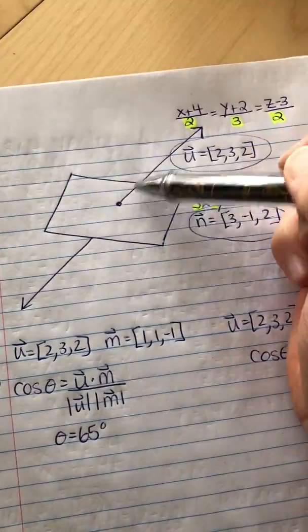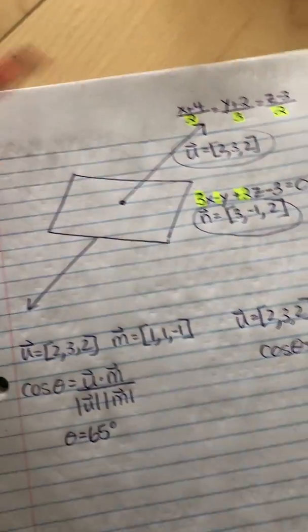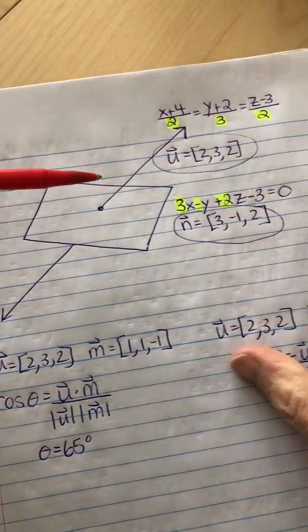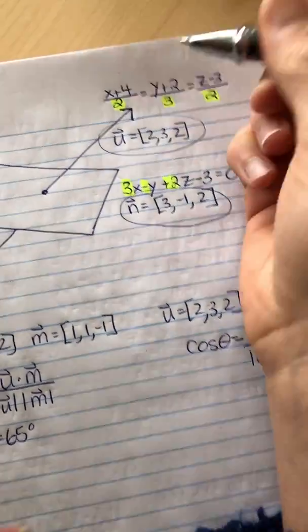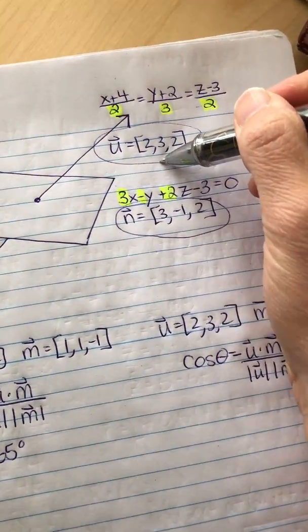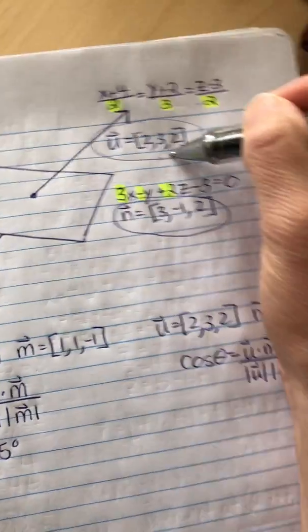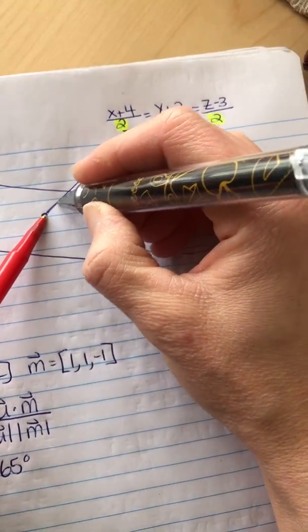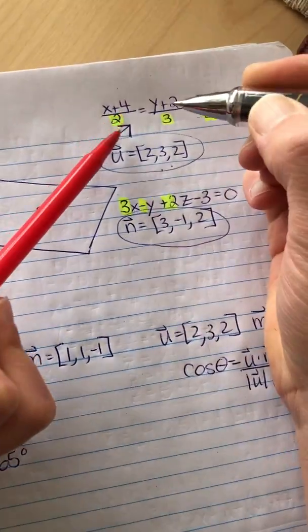All right, say we have a line and a plane intersecting. Cool, we want to find the angle between them. So here's the equation of your line. We know the direction vector of our line would be 2, 3, 2. That's our line's direction vector, the vector that's going in the same direction as our line.